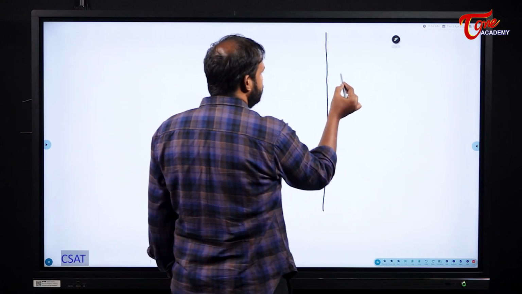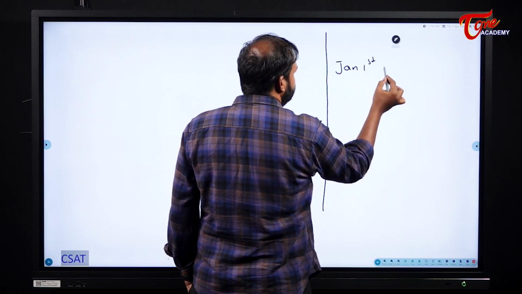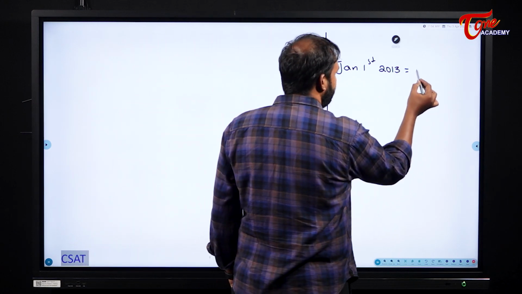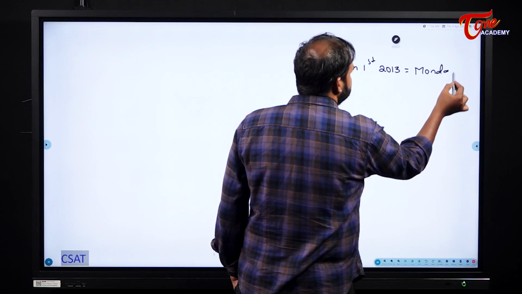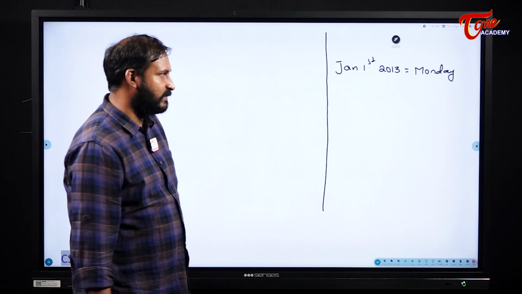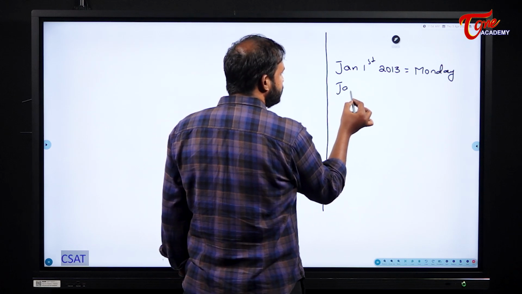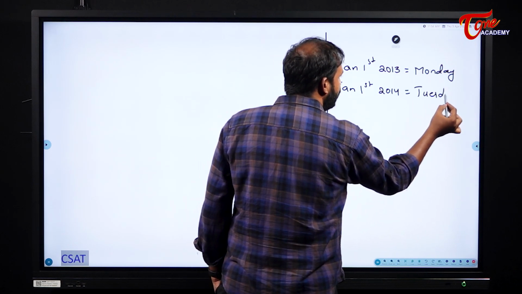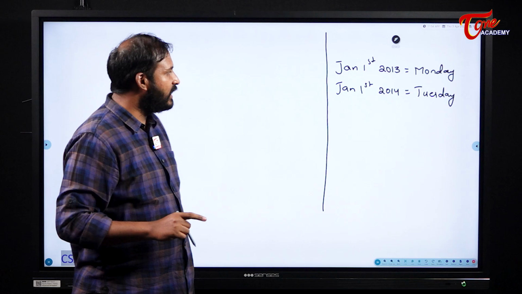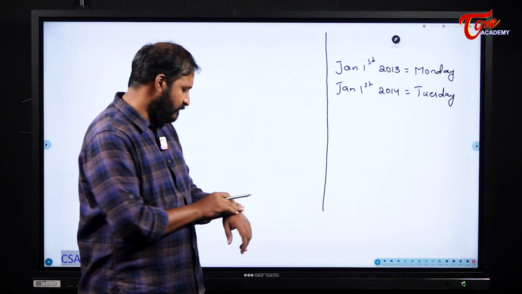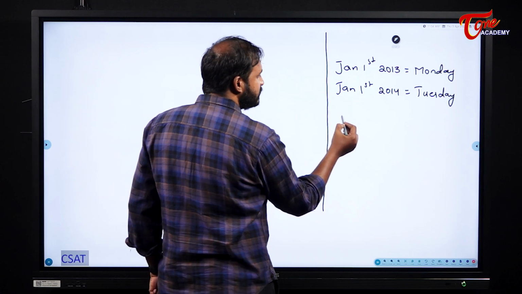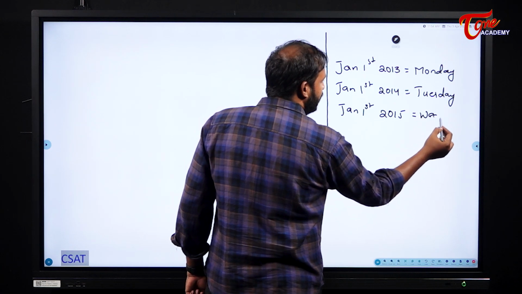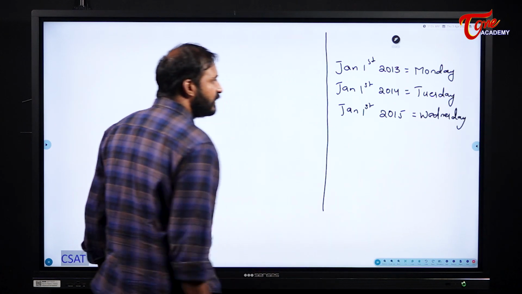See here, January 1st 2013. I will take it as some Monday. We don't know exactly what it is, but I am assuming it as Monday. Now tell me what will be January 1st 2014? Tuesday, right? A 1 day jump will happen because of that one odd day. Why? Because both are normal years and we will have that one odd day. Next, January 1st 2015 becomes Wednesday.